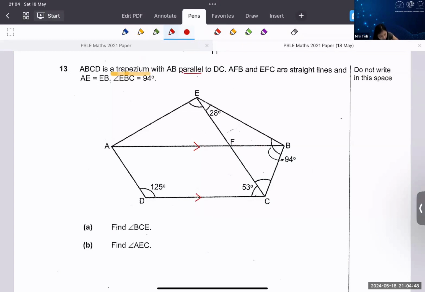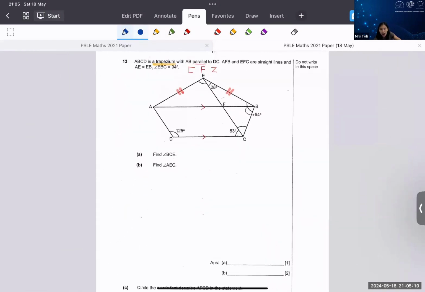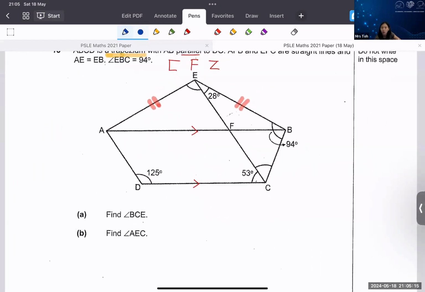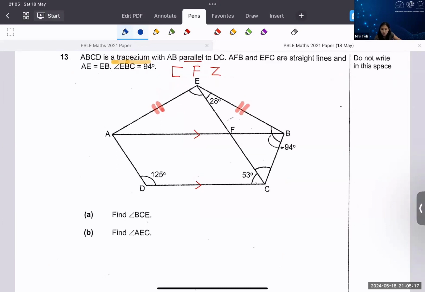So parallel lines means C root, F root, 0. See which one you want to use. Okay, but they tell you that AB, AE equals to BE. That tells you that this is an isosceles triangle. Okay, next, you want to find BCE. Look at the marks allocation. It's 1 mark. Do you want to spend 3 steps or 4 steps finding 1 mark? No. So make sure that if it's 1 mark, it's really quite straightforward. So you can try and see if you can have a shorter way of finding this.